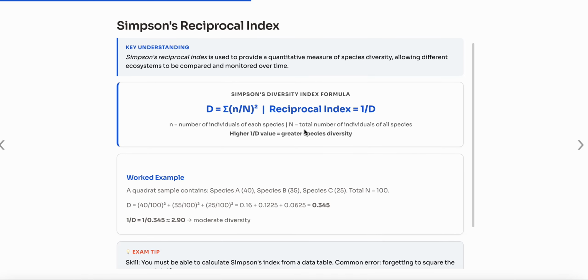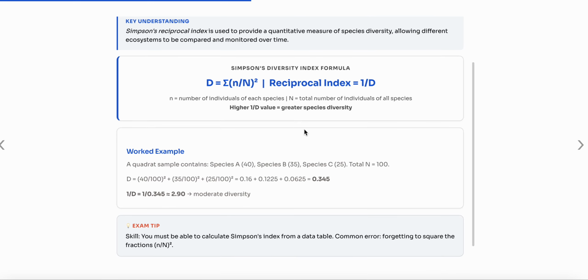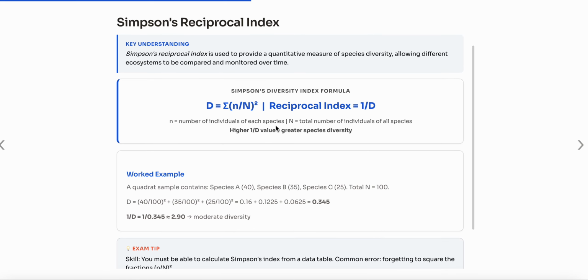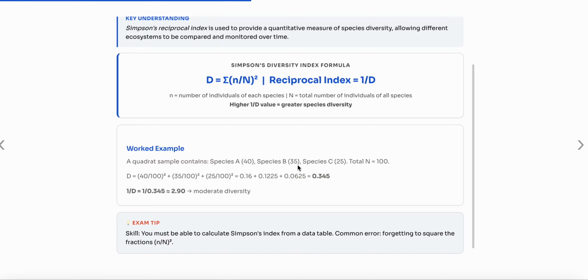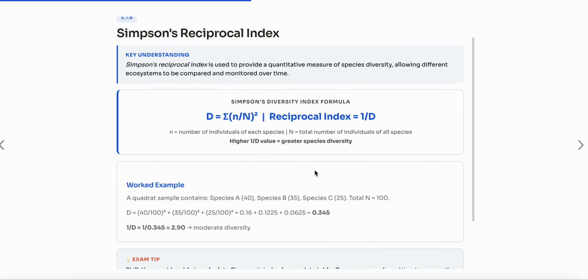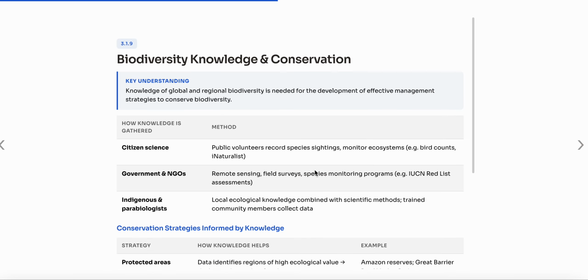That's what I was talking about. It's the Simpson diversity index, where you just have to put in the values. In the exam, sometimes they give the formula, so you don't have to remember it, but you should know how to calculate this. The values will be given to you, and you just have to put the values in and calculate it. Just make sure that, as sometimes students make an error by forgetting to square the fractions, you are not making any silly mistakes, and that's how you get the right value.